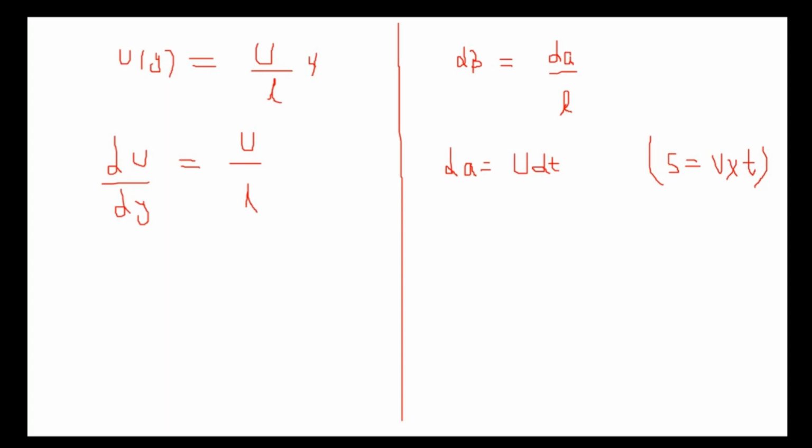Clear? So the equation is modified as d beta equals dA, and in place of dA we will replace it with U dt, by L. And then you can write the rate of angular deformation, just by shifting dt to the other side, as d beta by dt equals U by L. And this proves that both the velocity gradient du by dy and the rate of angular deformation are the same.